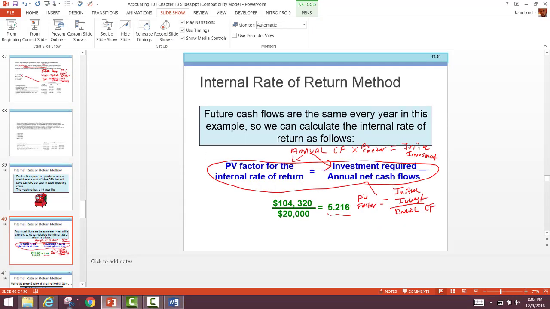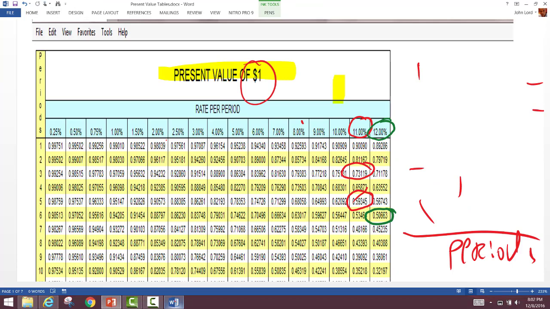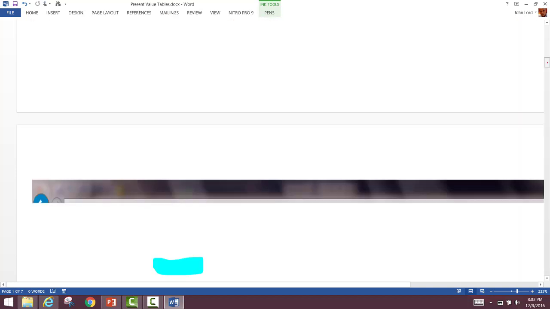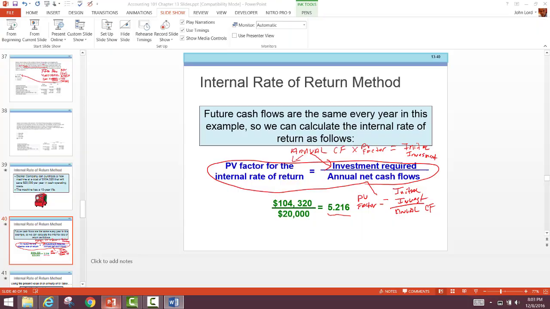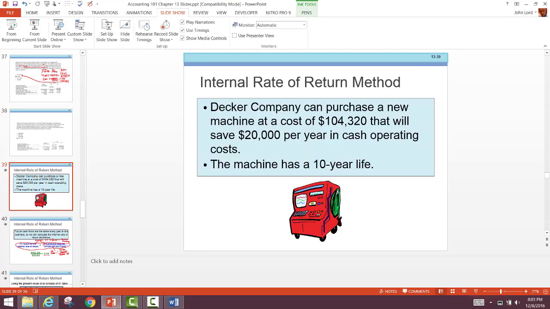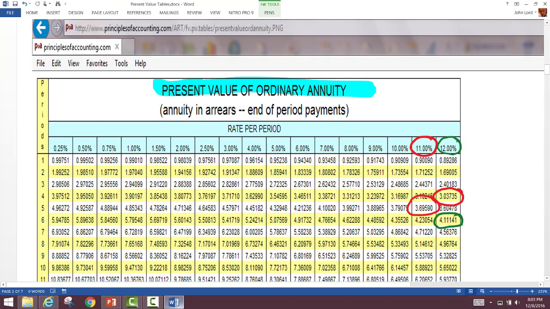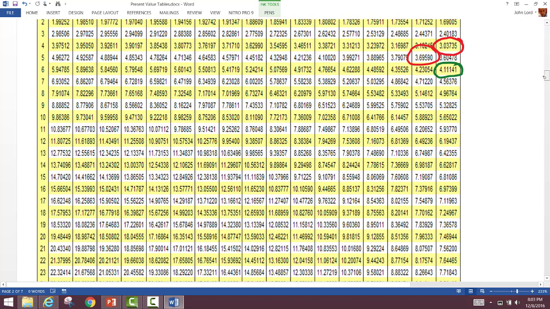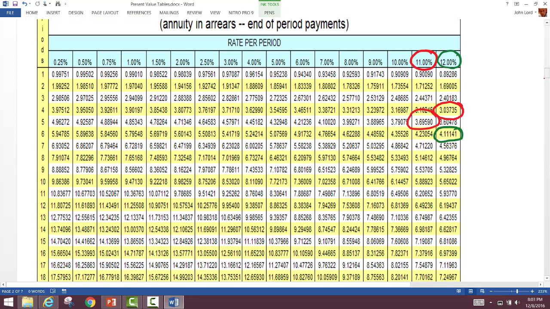They're going to go to the present value of the annuity table, and they're going to do what? How many years was the project? 10 years? Okay, so they're going to go to the present value of the annuity table. They're going to come down to the 10-year row, and they're going to run their finger along this thing until they find that present value factor.